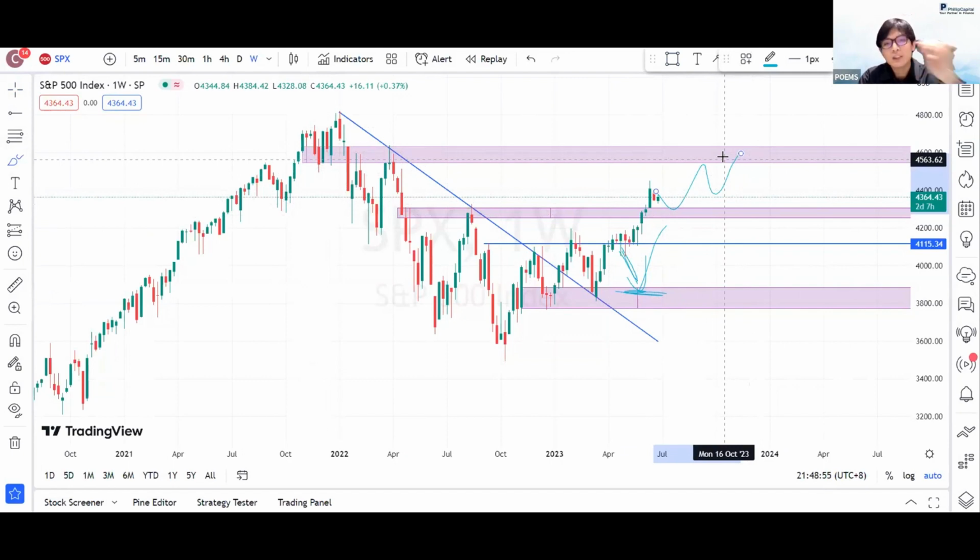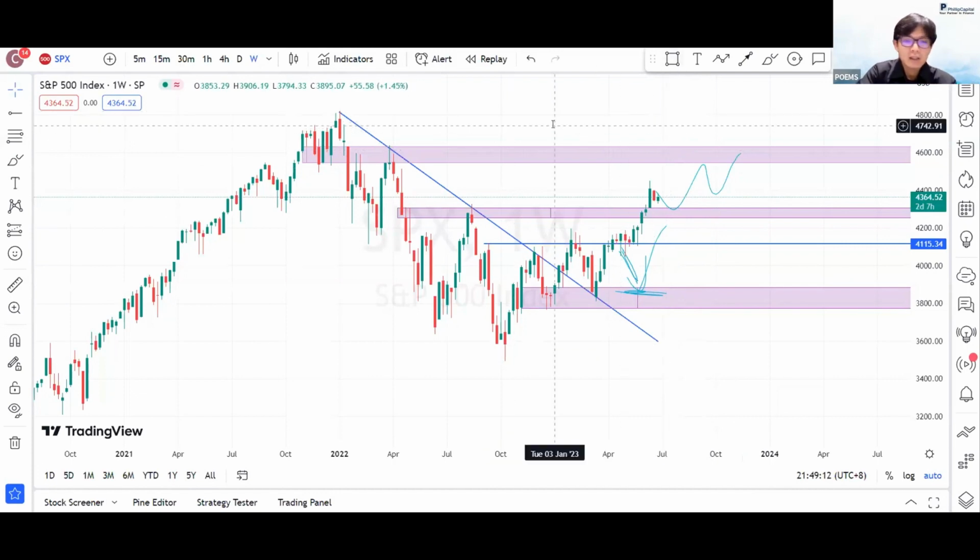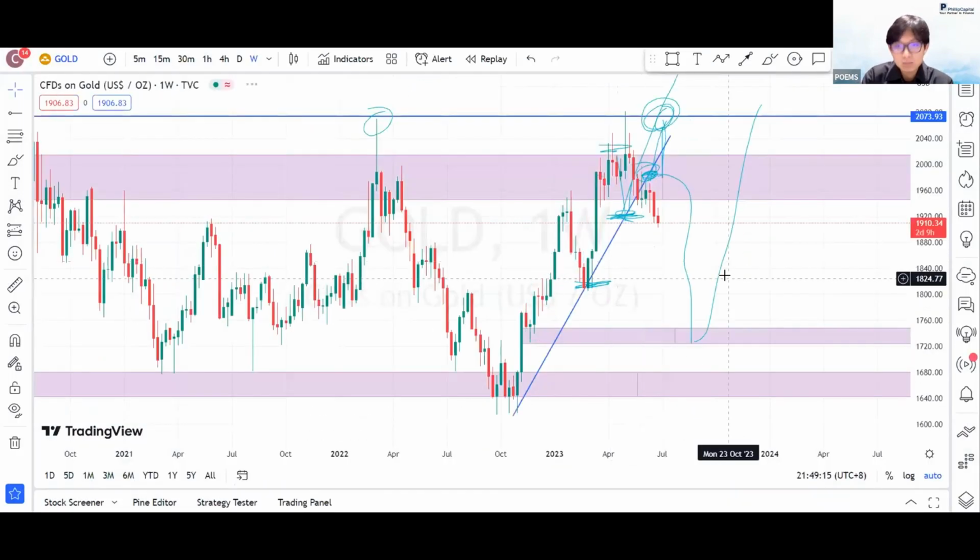Back to the question now: whether this 4,500 will break nicely, we have to see when it comes closer to the zone. Otherwise, what we will essentially be looking at is price rejection of 4,300 for the continuation of the uptrend. Then I will go into gold now.